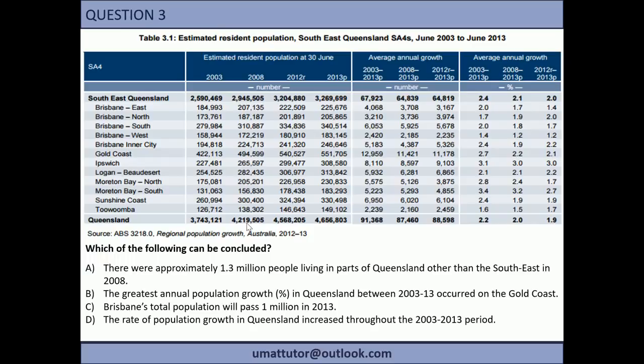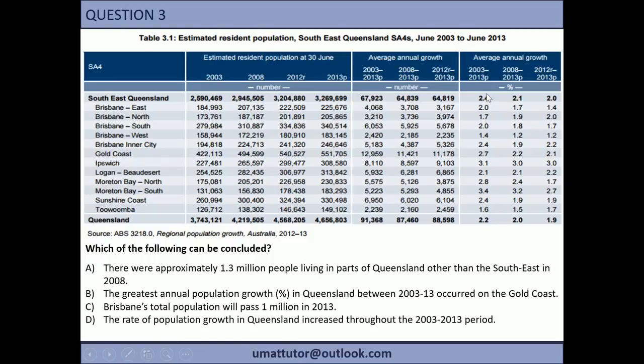With these ones, unless you're definitely sure, it's always good to go through the other options just to see if there's one which is even better or more definite. So option B, the greatest annual population growth in terms of percentage. So we're looking at this final box now because that's the one with the average growth in terms of percent. The greatest annual population growth in Queensland between 03 and 13. So now we're just looking at this column here because that's the right time period. Occurred on the Gold Coast.